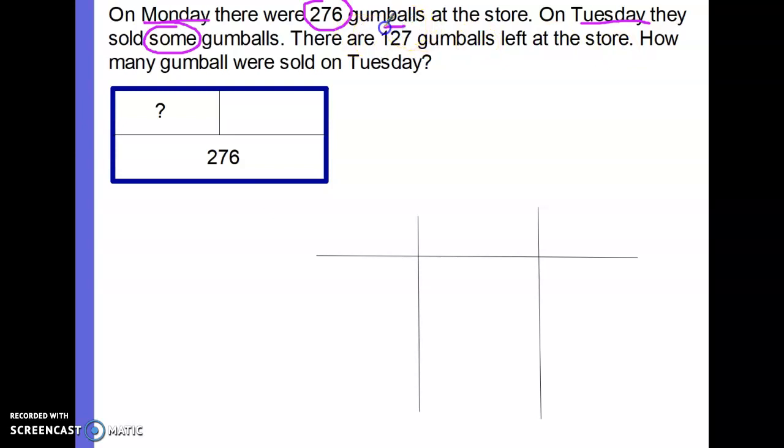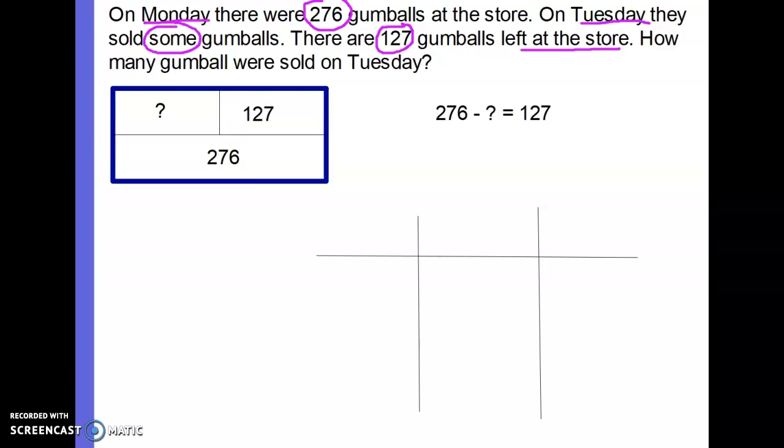There are 127 gumballs left at the store. So we're going to put 127 on the other side of our strip diagram. How many gumballs were sold on Tuesday? So if we were to write a number sentence, it would look like 276 minus question mark equals 127.